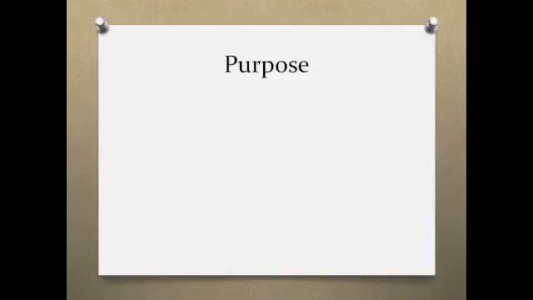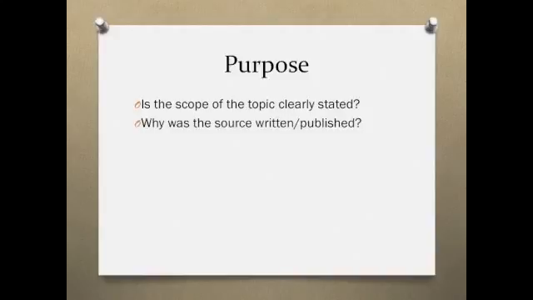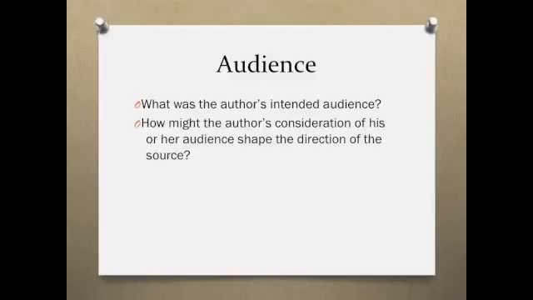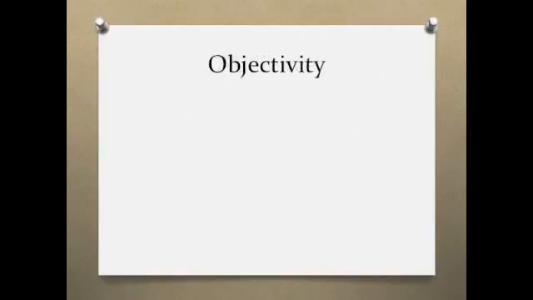Now let's move on to the purpose of the text. Is the scope of the topic clearly stated? Why was the source written or published? Understanding the intended audience is also very useful when evaluating a text. First, think, what was the author's intended audience? How might the author's consideration of his or her audience shape the direction of the source? For instance, writing for an academic audience is often very different than writing, say, a newspaper article for the general public.